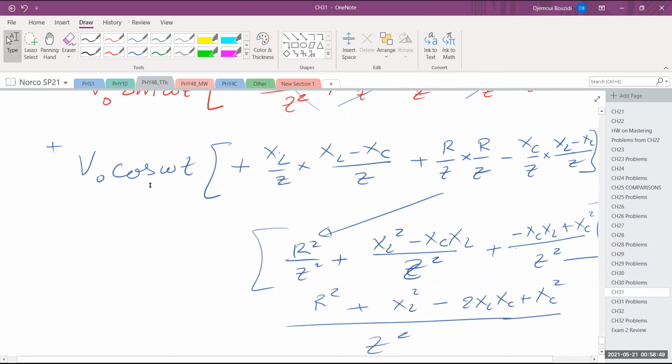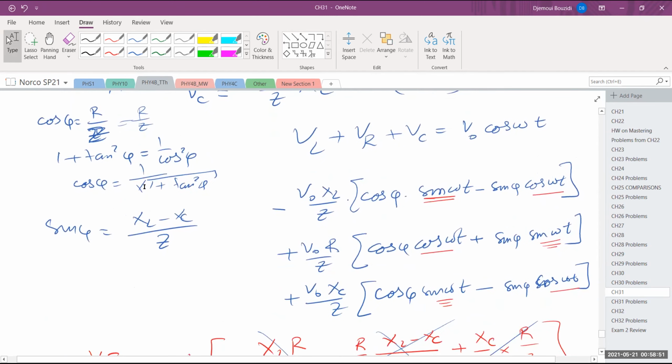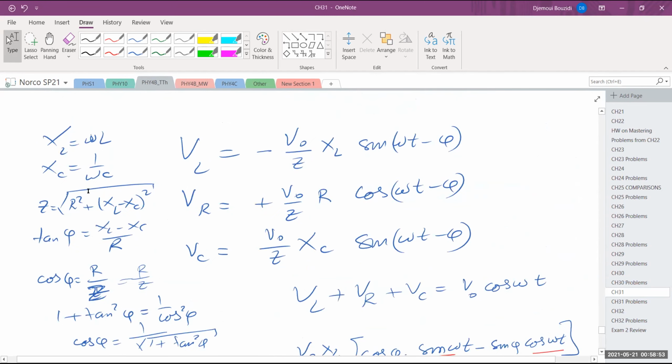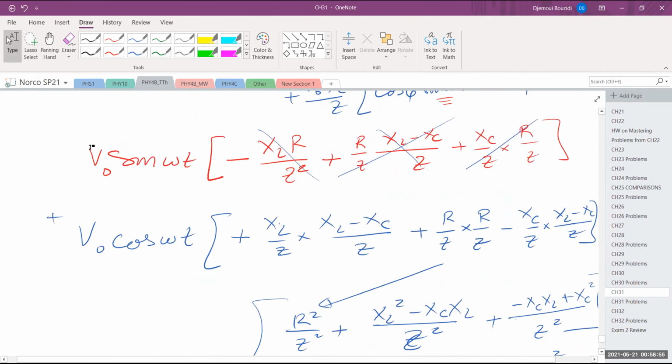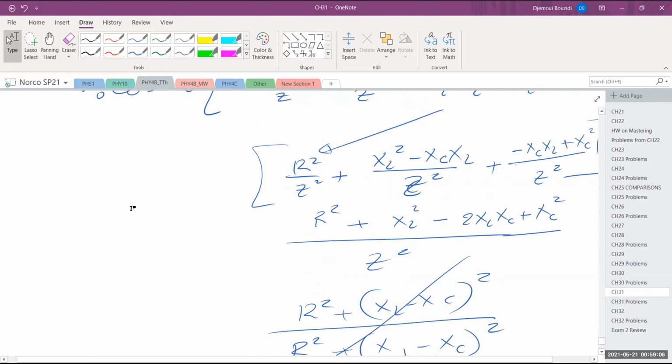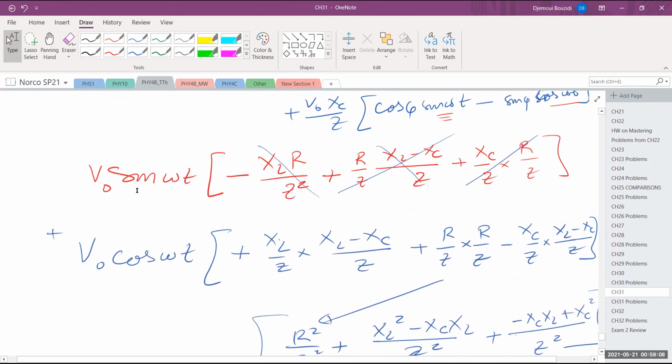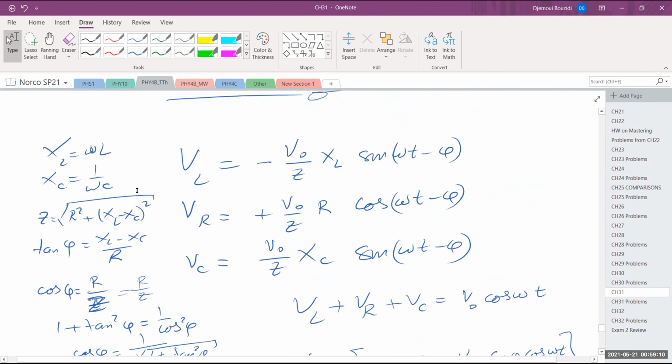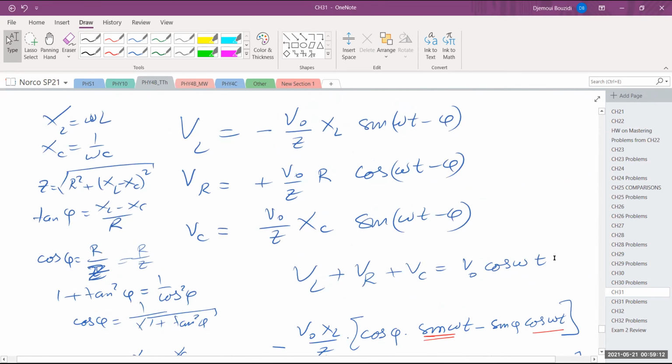Remember that Z by itself is the square root of this thing. So when you square it, it's just going to be R squared plus XL minus XC squared. So indeed, this is 1. 1 times V naught cosine omega t. So it checks. So the other side is V naught cosine omega t times 1.